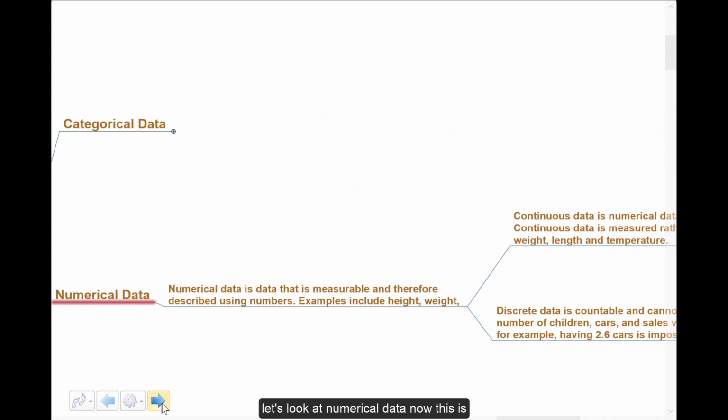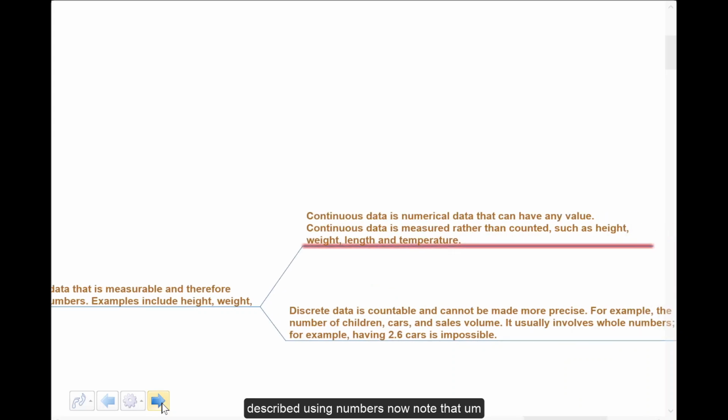Let's look at numerical data. Now, this is something that's probably a little bit more familiar to you. So let's say something like weight, height, etc. Described using numbers. Now, note that continuous data is numerical data that can have any value, okay? And continuous data is measured rather than counted. So, for example, height, weight, length, etc., okay?